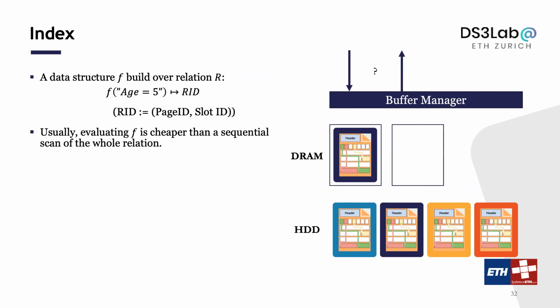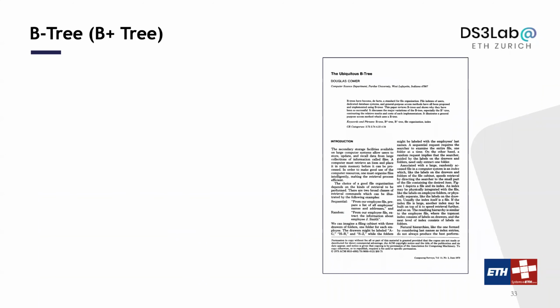There are multiple ways you can construct this data structure F. You can have a B tree, you can have a hash table, or you can even learn it as a machine learning model. Here we are going to go through the first two: build the index as a B tree and build the index as a hash table. Let's talk about B tree today, and we are going to talk about hash table on Friday.